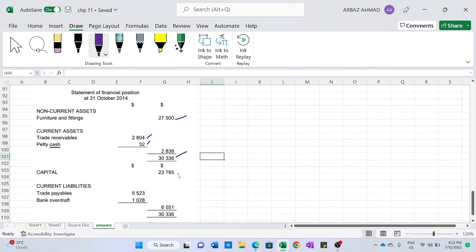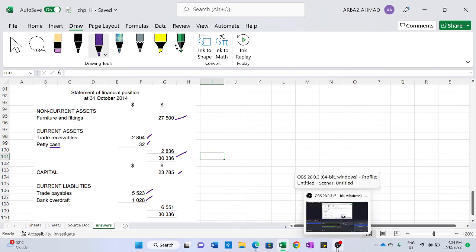We have the capital here, we have trade payable and bank overdraft. All right, so I hope you got it right. If you have not, then you can rectify your errors and also try out the other questions.